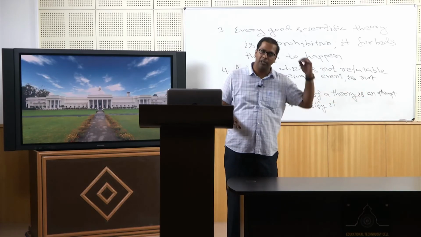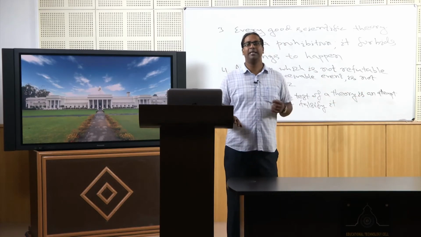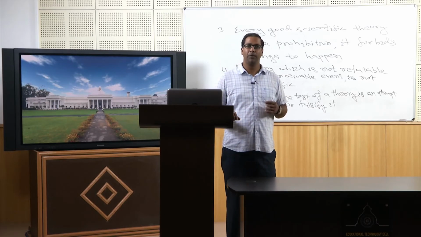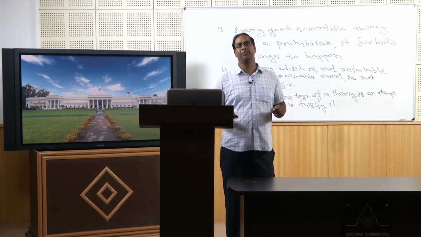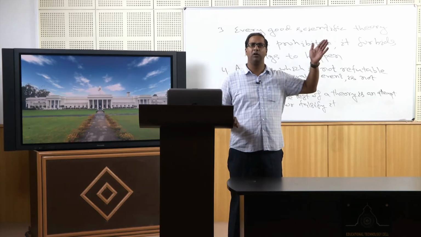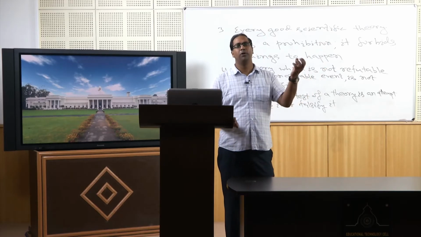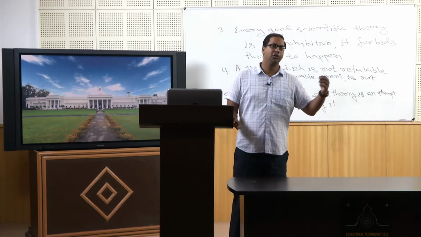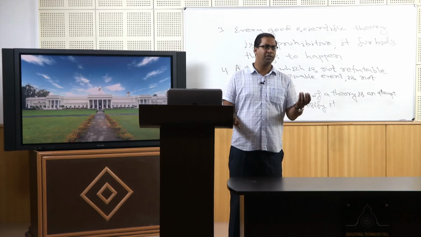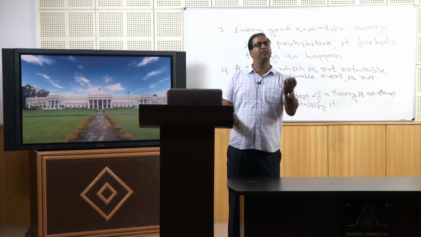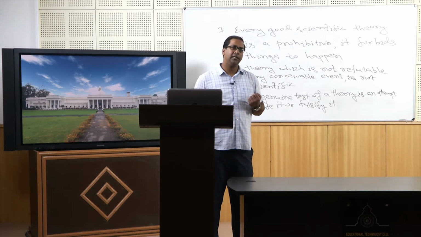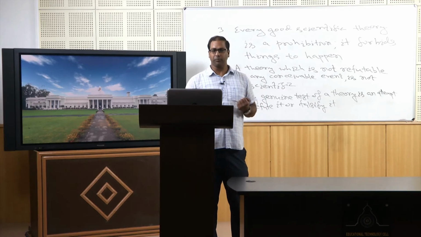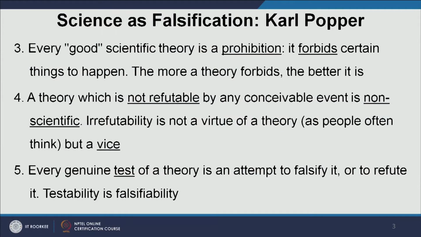He says, no, let us make falsification as a criteria to decide the scientific status of a theory, because it is impossible logically to verify each and every aspect of a theory, but it is completely logically possible to produce one counter instance which would negate the theory, which would falsify the theory. Let us use falsification as a criterion for selecting or deciding a theory to be scientific. So for him, any theory which is not refutable by any conceivable event is non-scientific.